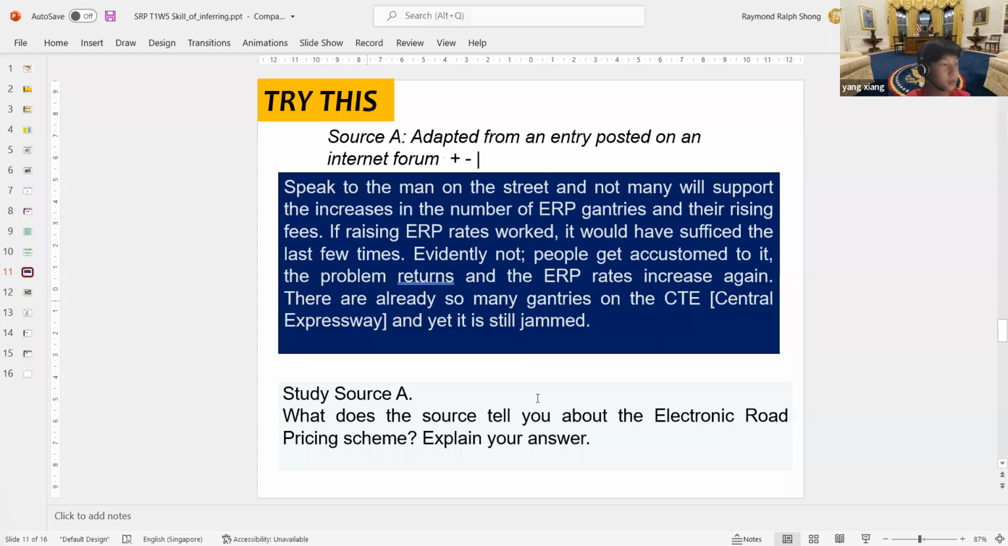Speak to the man on the street, and not many will support the increases in the number of ERP gantries and their rising fees. Wait, stop. Huh? Do you know what is ERP now, everyone? Jia Ling, you know what is ERP? No, seriously, you don't know, tell me. Chelsea, you know what is ERP?